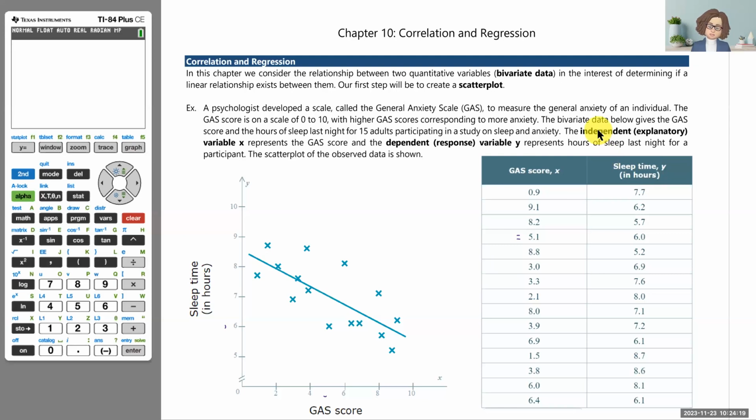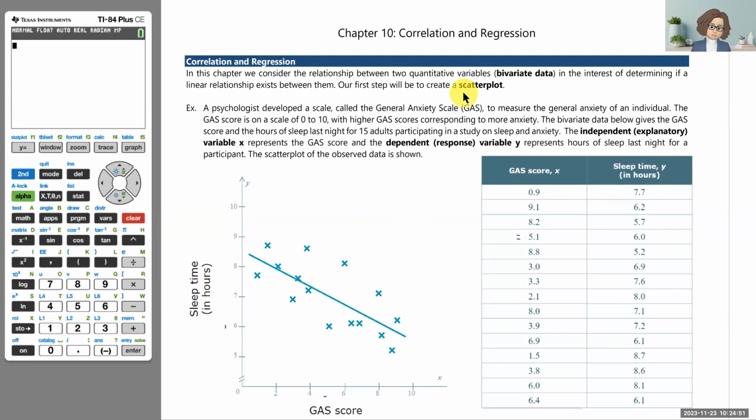So our independent variable, also called the explanatory variable X, is the participant's GAS score. So we're wondering if that can help explain the hours of sleep they get. So that's going to be our Y variable, or dependent response variable, in our bivariate example. So we're wondering if GAS score, anxiety, is related to hours of sleep.